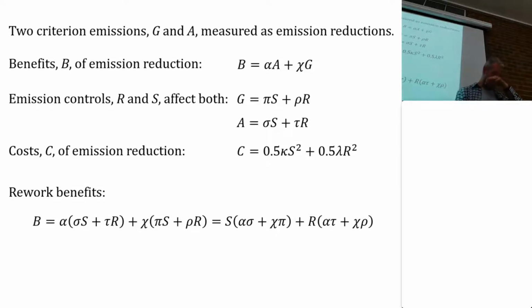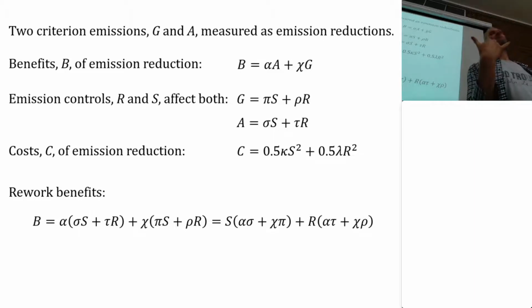So we're going to assume that there's two types of emissions that we care about, G and A, and rather than look at emissions, we're going to look at emission reductions, and the G refers to climate change, greenhouse gases, and the A refers to air pollution. The benefits of emission reduction is this function here. It's the B for the benefit, and then that depends on how much we do of A and how much we do of G, and that then comes with their respective parameters alpha and chi, I think it's chi, but I should have looked up my Greek alphabet.